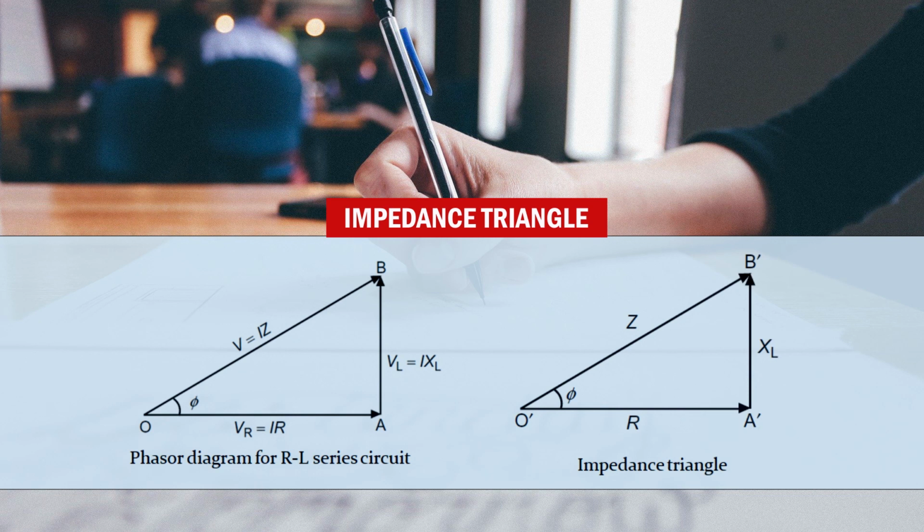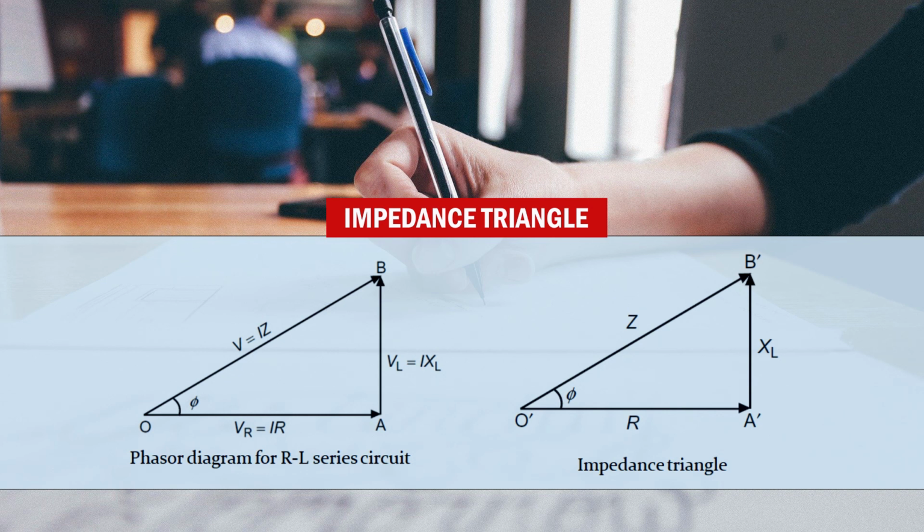So in the phasor diagram, the phasor diagram of the RL series circuit, OA is representing the voltage across pure resistance, that is VR is equal to IR. This AB is representing the voltage across pure inductor, that is VL can be written as I into XL. And this OB is showing the total voltage connected across resistance and inductance. It can be written as V equal to IZ. So this I term is common in OA, AB and OB, so it can be cancelled out.